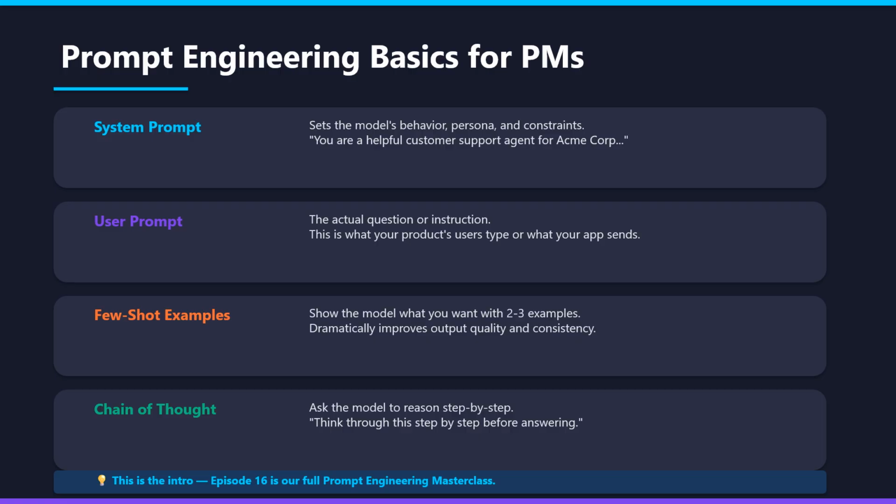Fourth is chain of thought. You ask the model to reason step by step before answering, something like think through this step by step before giving your final answer. This improves accuracy on complex tasks significantly. Okay, so remember, this is just the intro. Episode 16 goes deep on advanced prompting techniques, prompt templates, and evaluation. But these four components are your foundation.